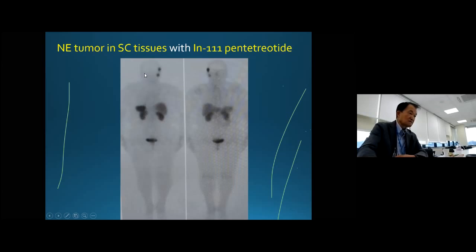Only somatostatin receptor imaging shows this. So when you see a hot spleen and hot kidney, that's somatostatin receptor imaging. And you notice there's nothing else except for the bladder.